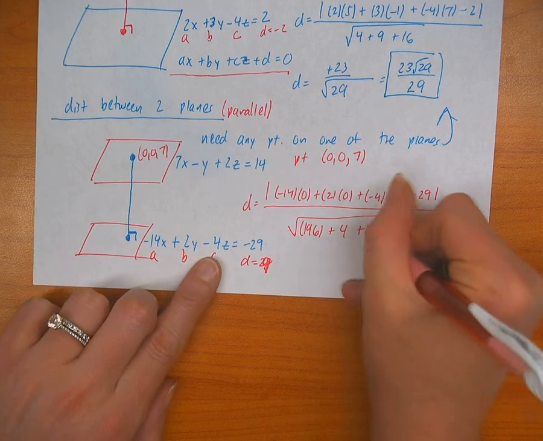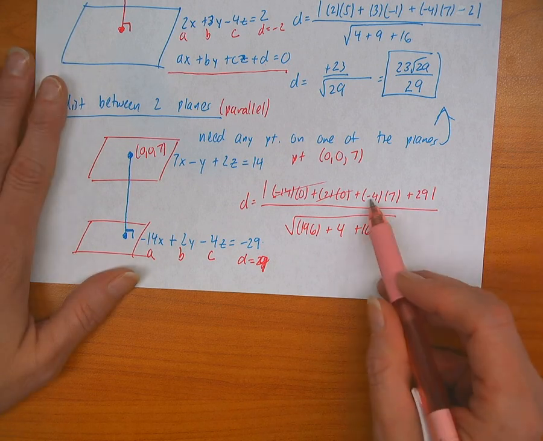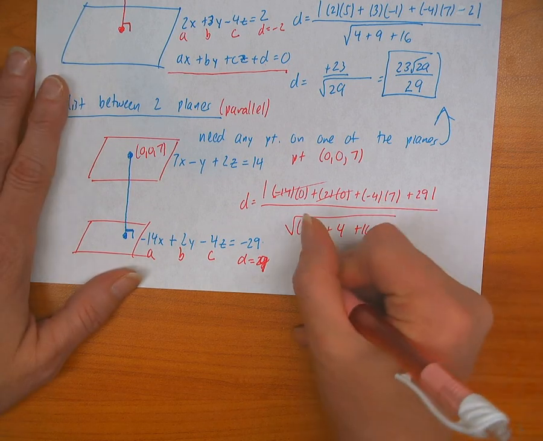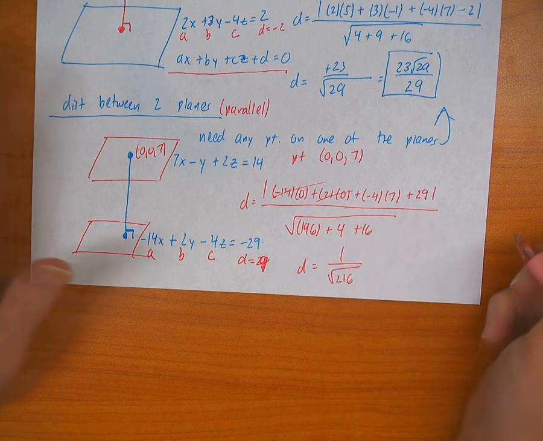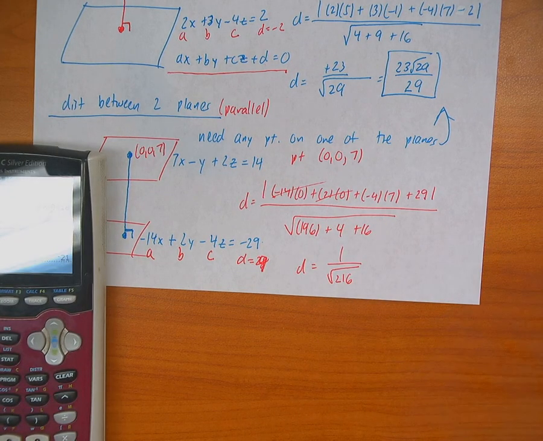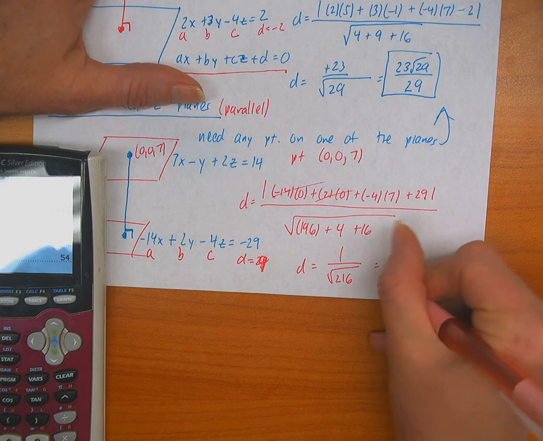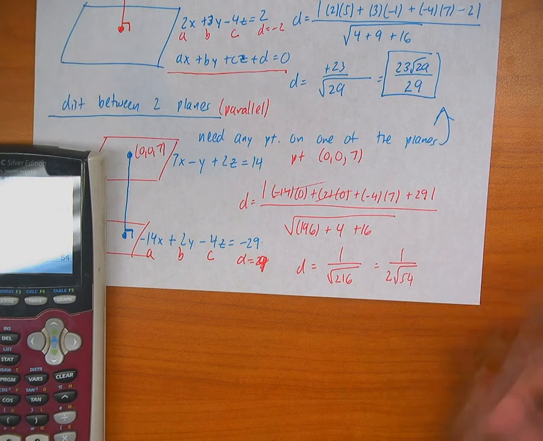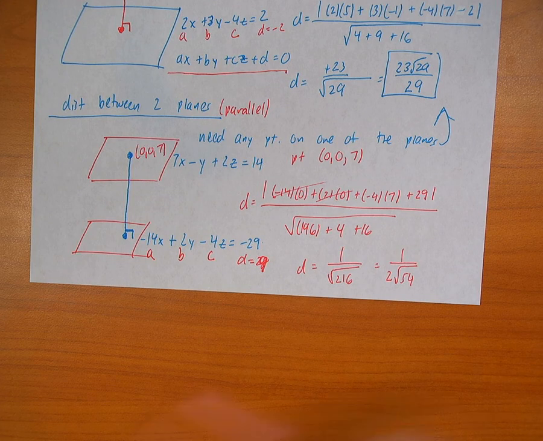Plus 4 plus 16. Now, a lot of that simplifies out, so we end up getting negative 28 plus 29, so we get 1 over rad 216. I'm pretty sure that's divisible by at least 4, if not divisible by 16. Yeah, it's divisible by 4. So if you can simplify, you should try. It may not be worth your time at that point to worry about simplifying a radical. You might just want to move on, but that would be the distance between those two planes.